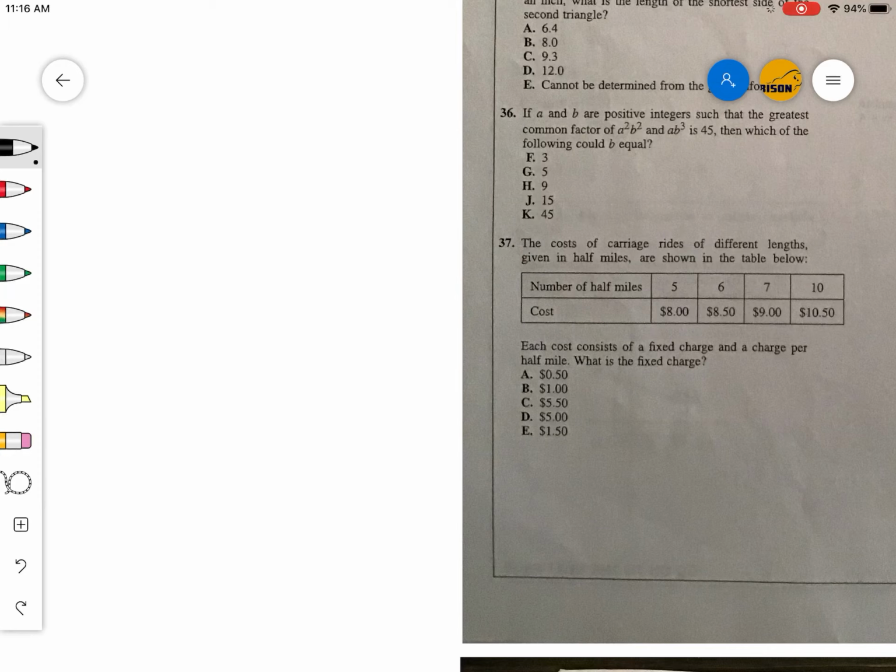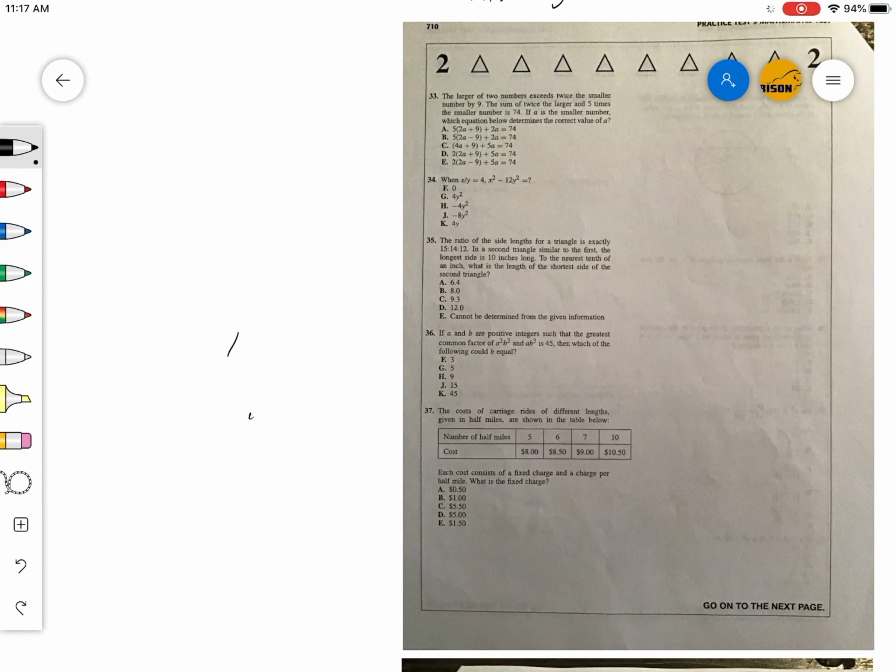So it basically wants to know what's the fixed charge. So each cost consists of a fixed charge and a charge per half mile. Well, looking at the table, every half mile it goes up 50 cents. Okay, so we know that the charge per half mile is 50 cents. So we've got to figure out what the fixed charge is from the beginning. Okay, so let's think about what it would be if we went for 4 miles.